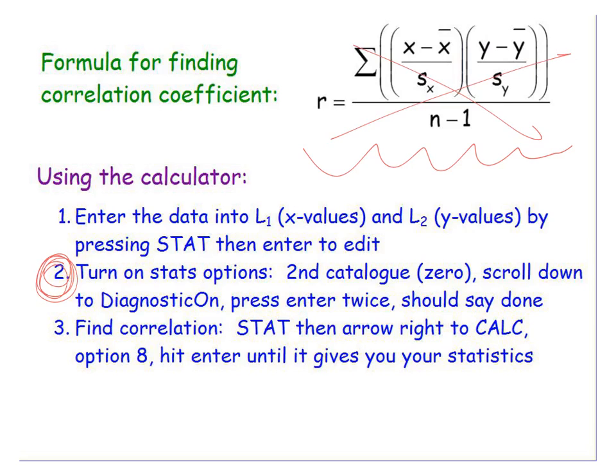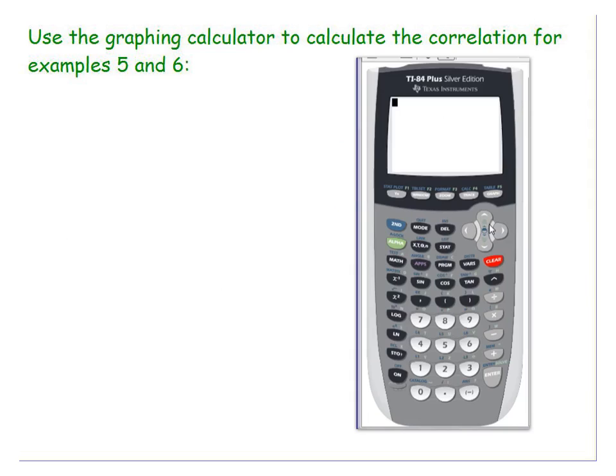Once you've done step 2, then to find the correlation, you press the stat button. You arrow right to the calculate menu. You need option 8, and simply hit enter until it spits out your data. We're going to look at 2 examples, and I'm going to pull up a little video for you to view the graphing calculator. We're going to be using the graphing calculator to calculate the correlation, going all the way back to examples 5 and 6 from the last lesson. Example 5 was the basketball players and example 6 was the ice cream sales. So you'll have to turn back in your packets if you want to follow along. So here's our little video.